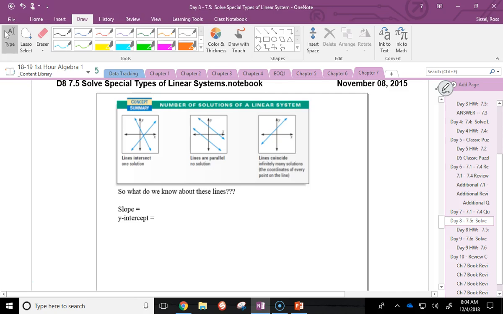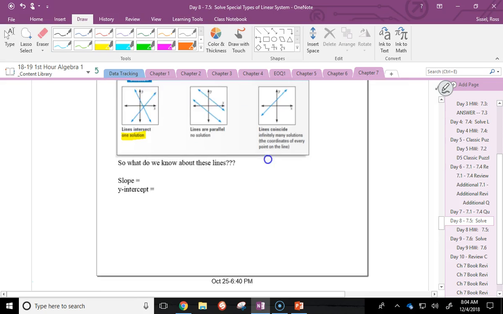So reviewing, what do we know about these lines? We're going to talk about the slope and the y-intercept. If we have intersecting lines, which gives us one solution, what do we know about the slope and the y-intercept? The slope will be different. Does the y-intercept have to be different? No. The slope, because they could cross on the y-intercept. Yes, good. So when we have intersecting lines, our slope will have to be different.